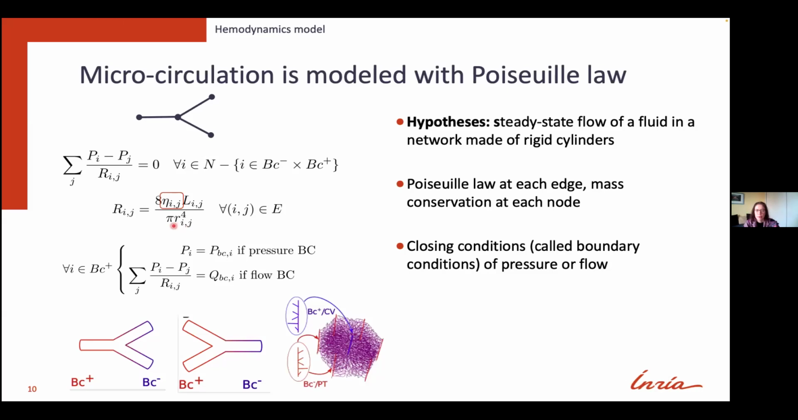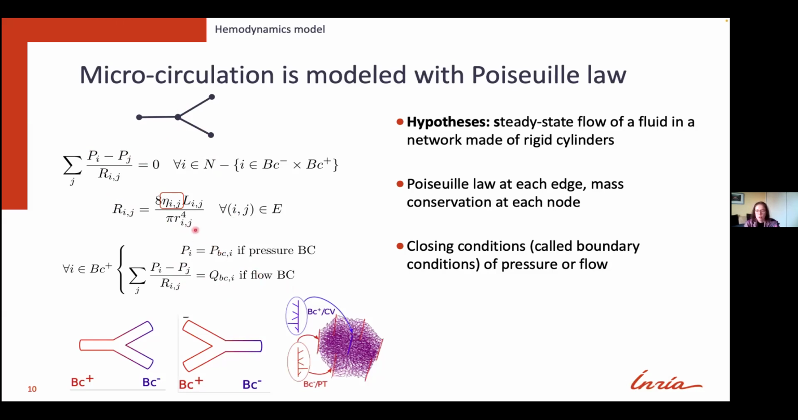And then we apply conservation of mass at every node of the network. And then we need to prescribe some closing condition of the system. So here it's a big algebraic system. So either pressure or flow.